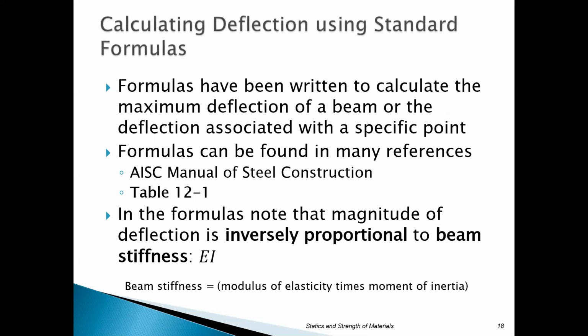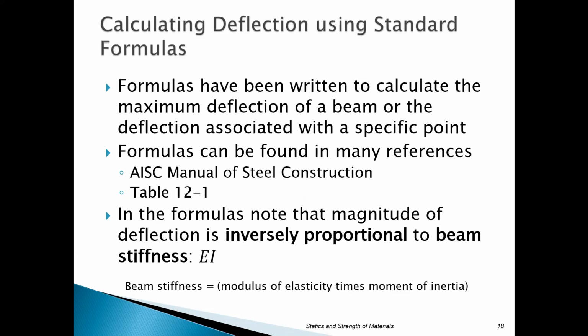These formulas have been written to calculate maximum deflection of a beam or deflection at a specific point. That's important to understand because it may not be talking about maximum deflection; it may be talking about just a specific point. There are a lot of different sources; you could probably go to the internet and find them. The American Institute of Steel Construction, the AISC manual, has a lot of different formulas, just tables of these things. In your book, on table 12.1, which is on page 406, you'll see just a few of these. And again, we're not going to look at this in very much depth.